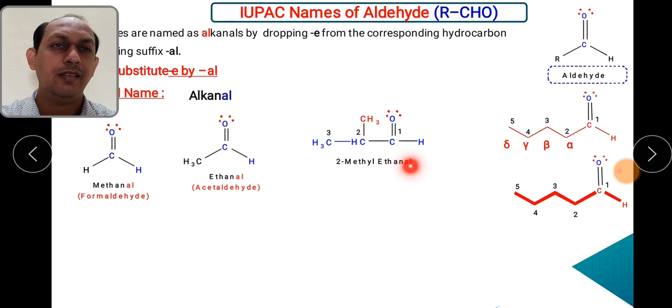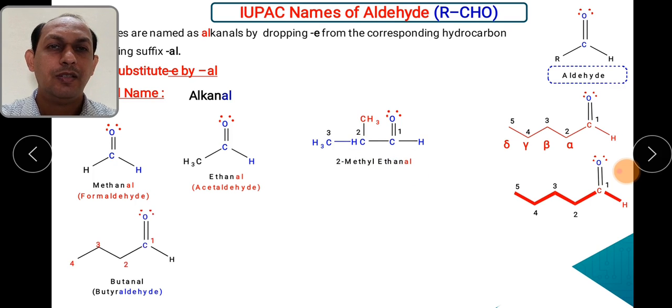Then the branched compound 1 2 3, 2 नंबर कार्बन पे कौन सा ग्रुप है, मिथाइल, सो 2 मिथाइल इथेनाल. ओके, नेक्स्ट वन 1 2 3 4, CH3 CH2 CH2 C double bond OH, 4 carbons, that's why the name is butane. Replace last letter E by Al, butanal. It is also called butyraldehyde.